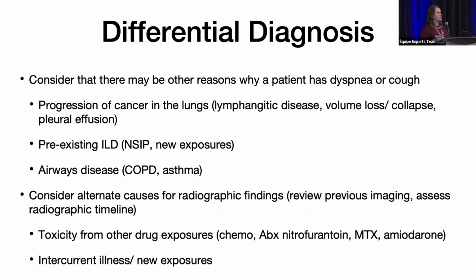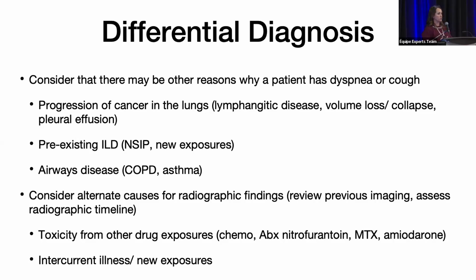Why is this important? Because we need to rule in or rule out whether it is pneumonitis, and that's part of my job when I evaluate these patients, whether it's drug-induced or not. It has implications about continuing therapy, maintaining therapy, hold, rechallenge, et cetera. So we think about whether there are signs of progression of cancer in the lungs, such as lymphangitic disease, volume loss or collapse because of endobronchial disease, or a new presentation of pleural effusion causing that symptomatology. Radiology here will be very helpful in my differential diagnosis.